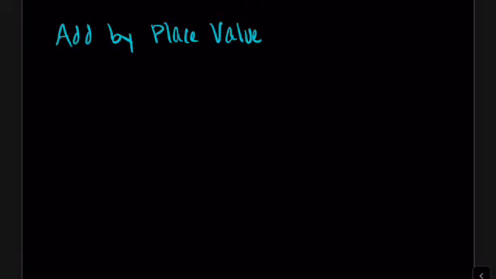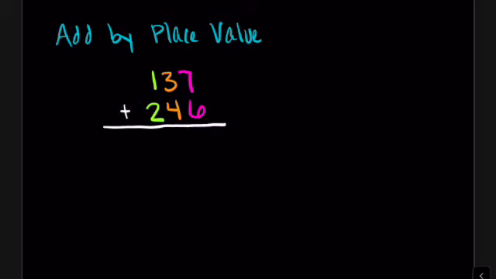For this problem, we are going to do 137 plus 246. I'm going to write that with different colors for each place value. That might make it more visually easy to understand. So when I add by place value, I'm going to add each value based on the place value that it is in. I'm going to think about that as 100 plus 200. It is as if I am breaking apart these numbers into their expanded notation.